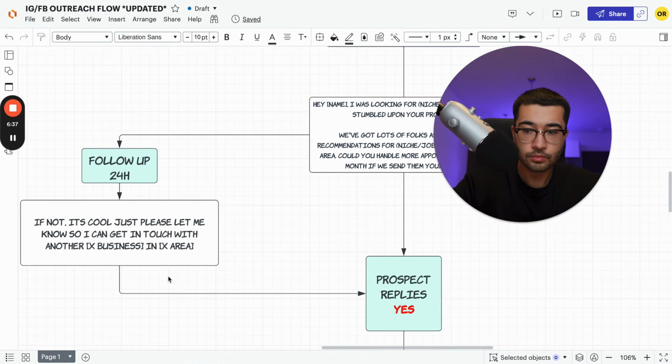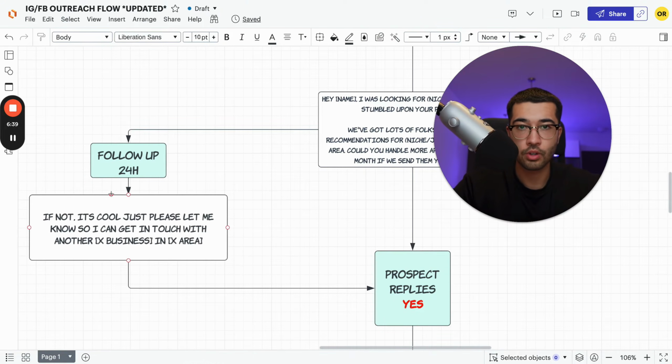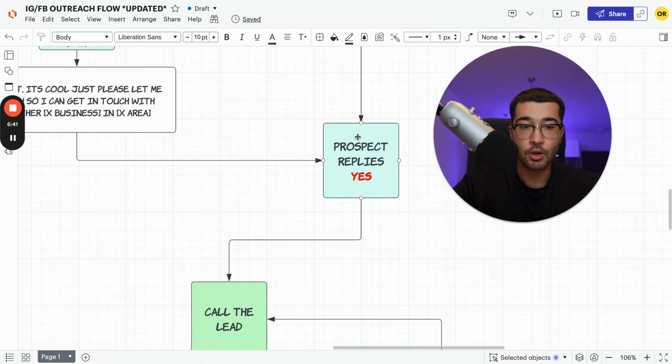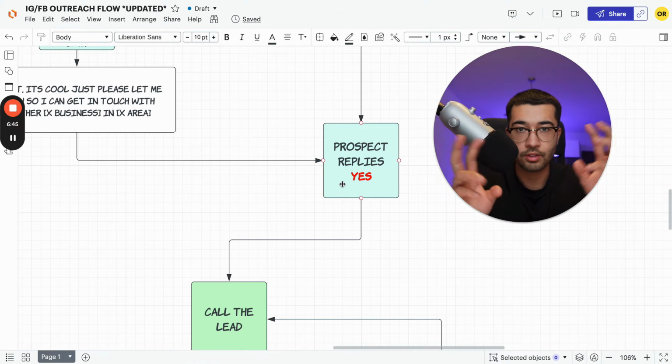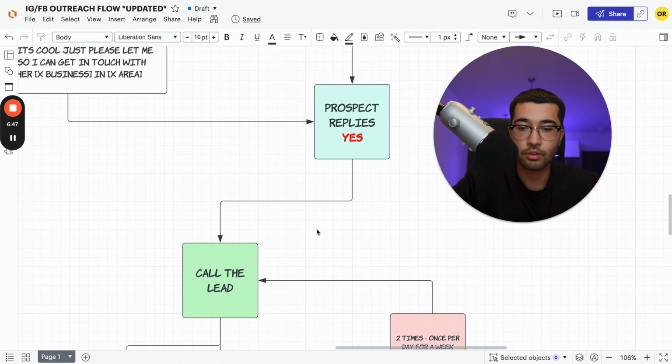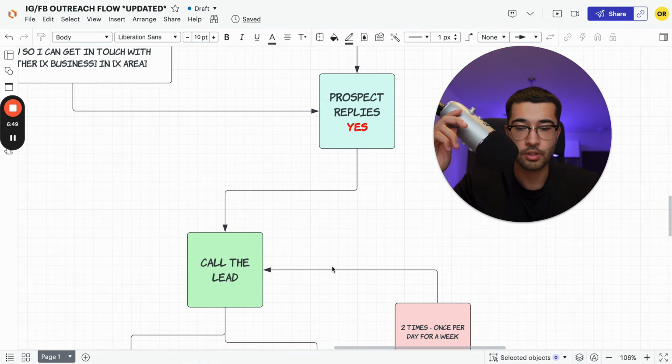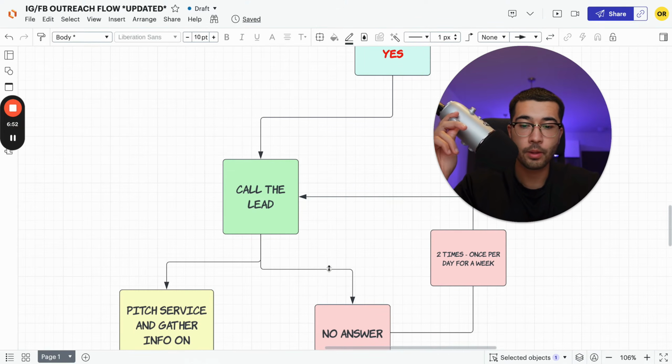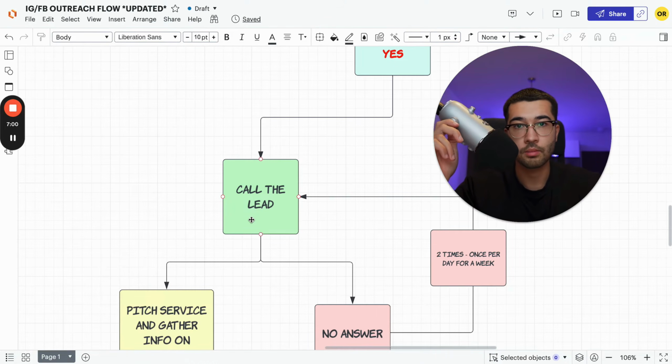From there, if they don't respond, of course you follow up. If the prospect says yes, which is great, this is where my method or strategy comes into play. I know a couple of people are doing this, and I'm not going to claim it as my special way, but what I've been pushing on my students and the people I mentor is to call the leads instead of continuing the conversation by DM.